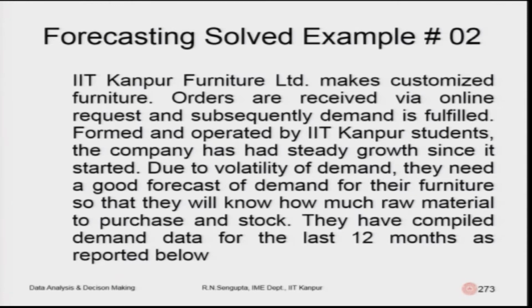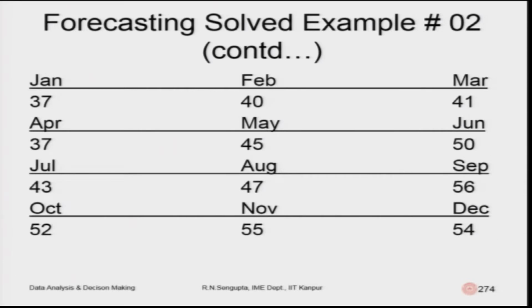They have compiled demand data for the last 12 months and it is reported as follows. So, the data for the corresponding months, 12 months, for January is 37, February is 40, March is 41. Then for the month of April it is 37, May, June corresponding values are 45, 50, July, August, September is 43, 47, 56 respectively, and October, November, December 52, 55 and 54 respectively.